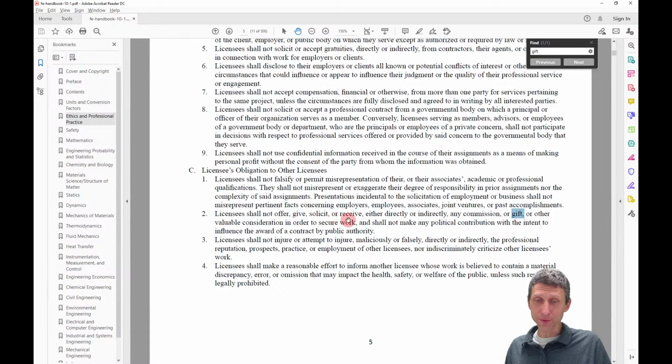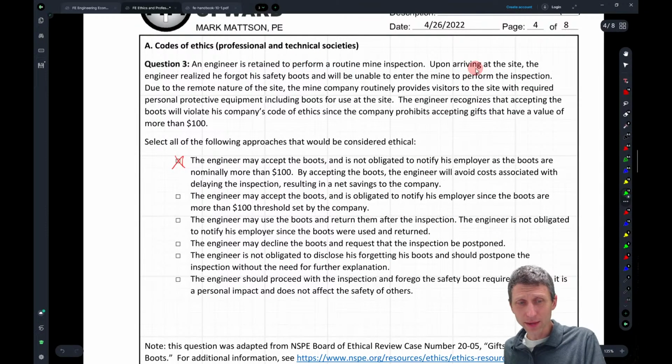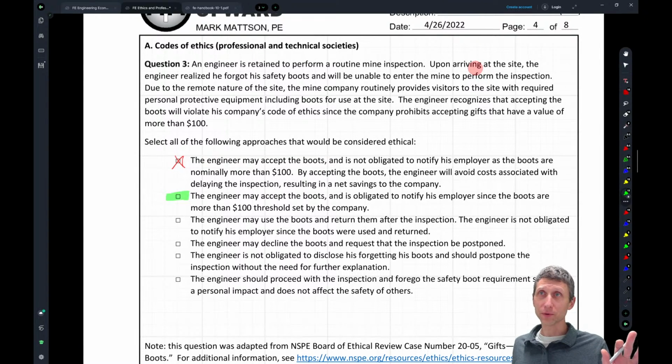Okay, licensee shall not offer, give, solicit, or receive any commission or gift or other valuable consideration in order to secure work, and shall not make any political contributions with the intent to influence an award, right? So again, we're not accepting something that's super egregious here. Is it a little bit crazy to say we're going to waste a day's worth of everybody's time because I forgot my boots? I think it is. Honestly, if we come back here, I think this is okay, personally, as long as you are upfront with everybody and you notify your employer. And if you need to, you pay for them after the fact, right?